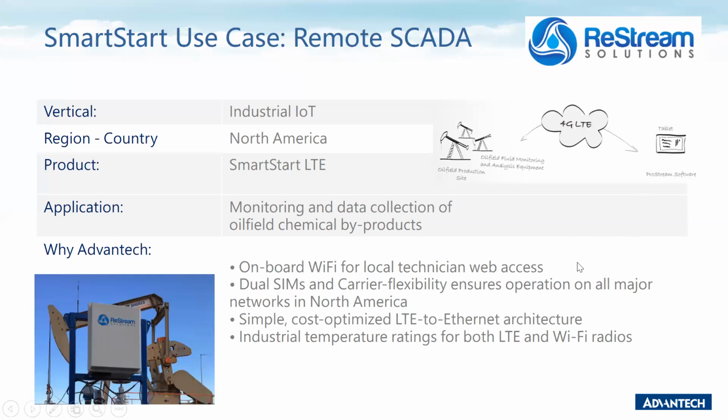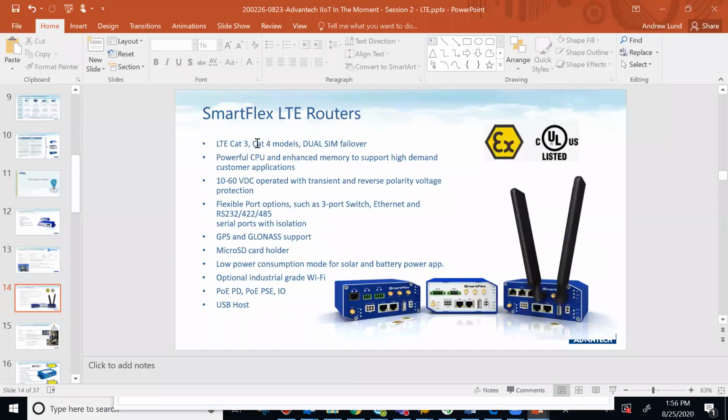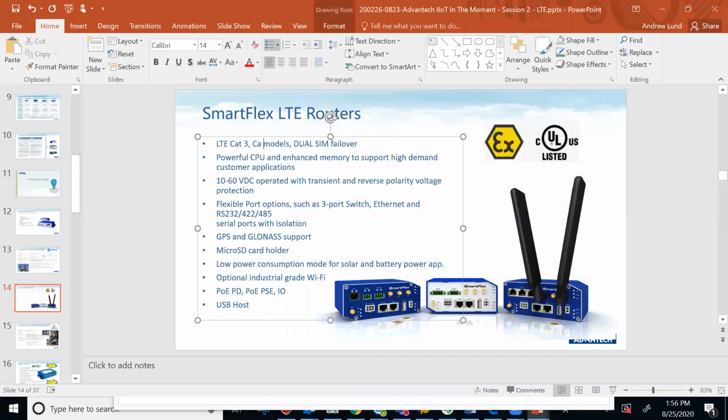Okay, so again, operation on all carriers. It doesn't matter. They don't have to go out and check whether pump site number 7 has AT&T or Verizon. They just use both SIM cards and maybe have one on a backup plan, right? And then they know, okay, I'm always going to have an LTE connection. So, a slick solution there with the Smart Start. Okay, Smart Flex. The Smart Flex in the US is Cat 3 only.